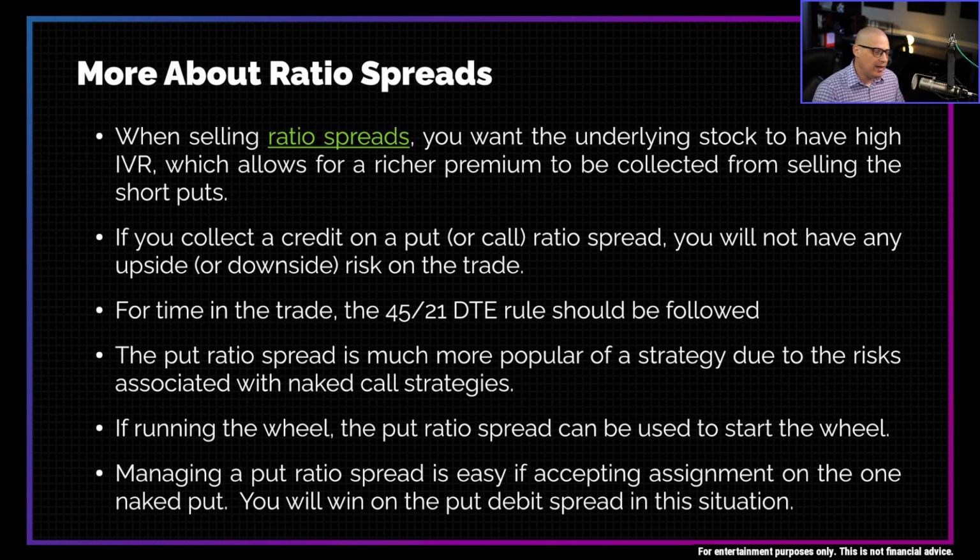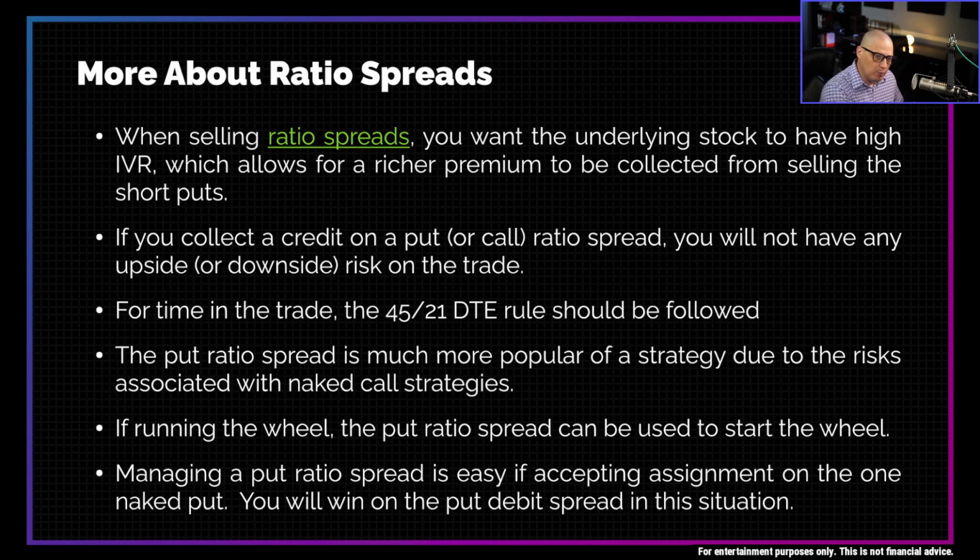For time in the trade, I like the 45-21 DTE rule here. So I like putting these on around 45 DTE, maybe as far out as 60 DTE, and I like taking them off at 21 DTE. For me, I trade put ratio spreads all the time. Call ratio spreads are something I trade very little of, and the reason is the put ratio spread tends to be a more popular strategy the same way short puts are more popular than short calls. It's because there's just too much risk when it comes to naked call strategies, and because the call ratio spread has a naked call component, a lot of people are scared of call ratio spreads.